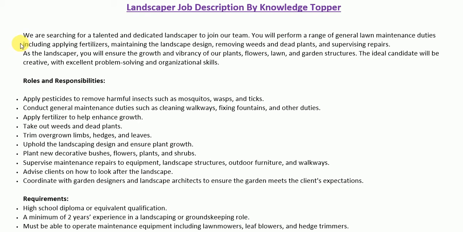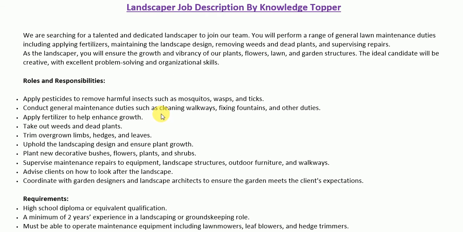As written on your screen, we are searching for a talented and dedicated landscaper to join our team. You will perform a range of general lawn maintenance duties, including applying fertilizers, maintaining the landscape design, removing weeds and dead plants, and supervising repairs as well. As the landscaper, you will ensure the growth and vibrancy of our plants, flowers, lawn and garden structures. The ideal candidate will be creative with excellent problem solving and organizational skills. So this is our job summary paragraph.